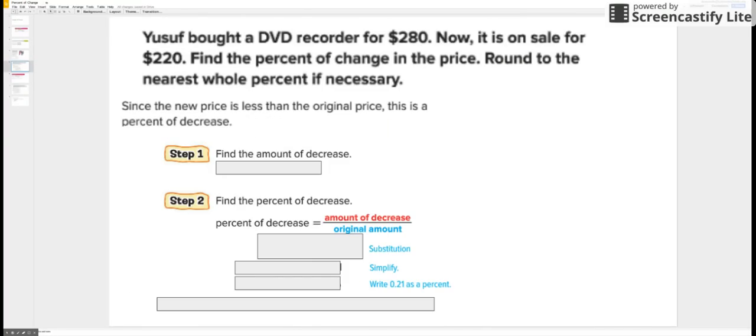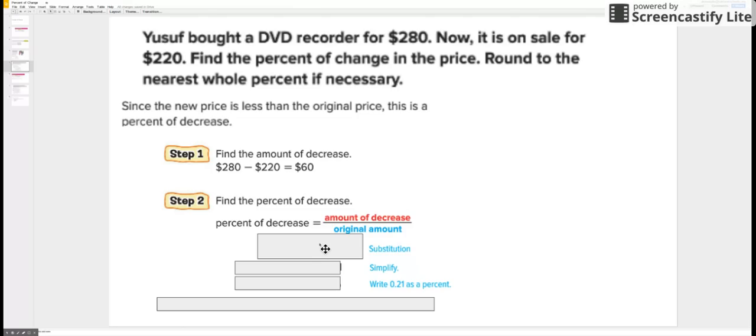Yusuf bought a DVD recorder for $280. Now it is on sale for $220. Find the percent of change in the price, round to the nearest whole percent if necessary. Since the new price is less than the original price, this is a percent of decrease. So first we need to find the amount of decrease. How do we do that? We just subtract the two numbers. 280 minus 220 gets you $60. So this decreased in price $60.